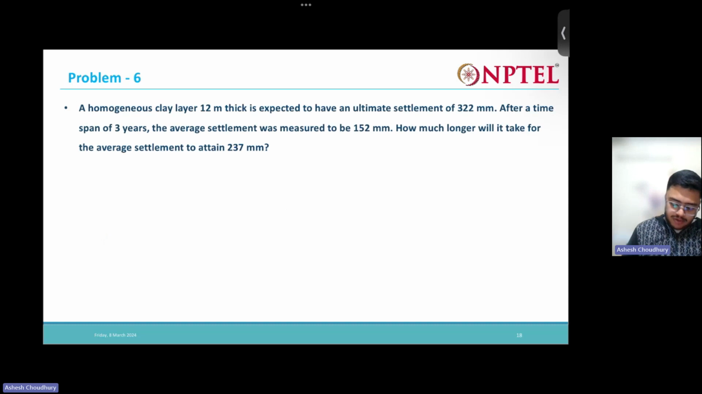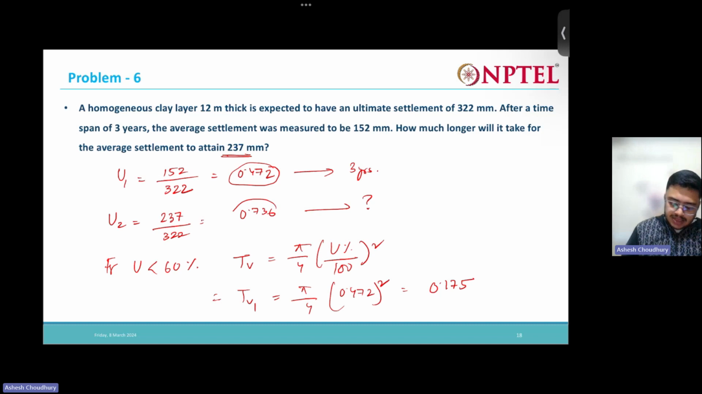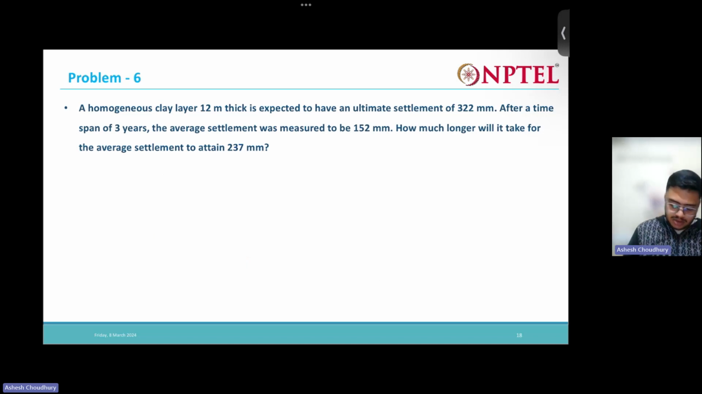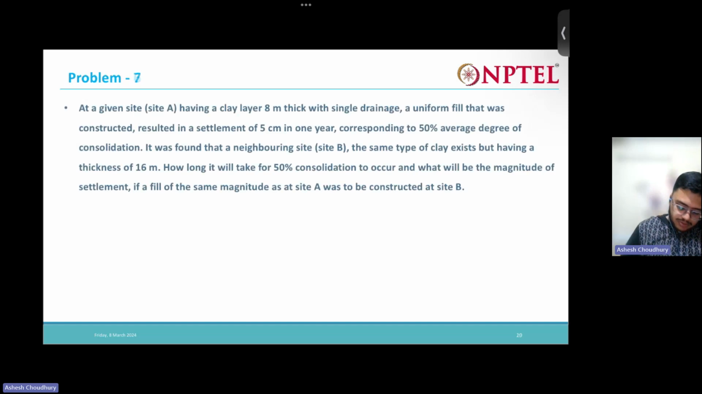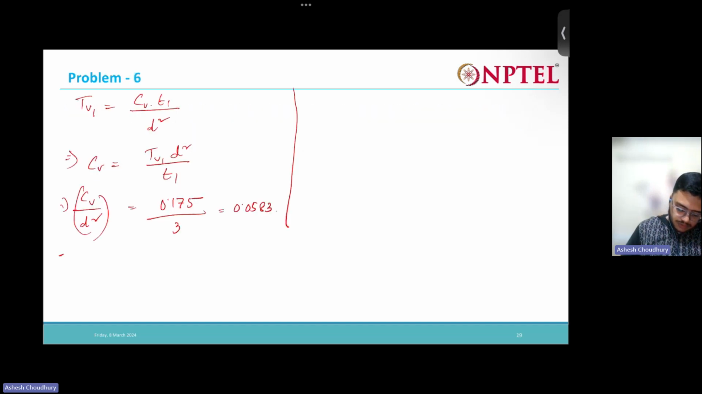Now we are seeing that for the second case, for 237 mm, 73.6% settlement has occurred. That is greater than 60% settlement. So now we cannot use this relation. We will use the other relation for this. So TV2, right? So from there, please find out TV2.